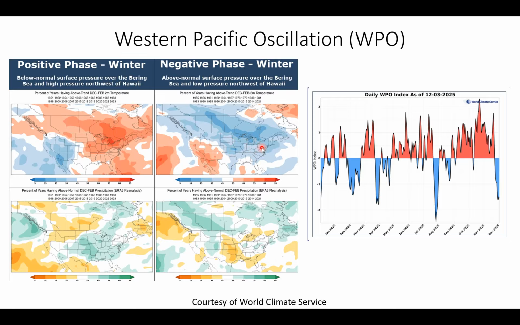Generally, the negative phase of the WPO favors colder temperatures in the Midwest and the East Coast, and you see generally near average precipitation. Here are the current values on the right, showing how this blue spike at the far right-hand portion of that graphic shows we are quite negative right now in the value of the WPO. It has really dropped significantly here in early December.